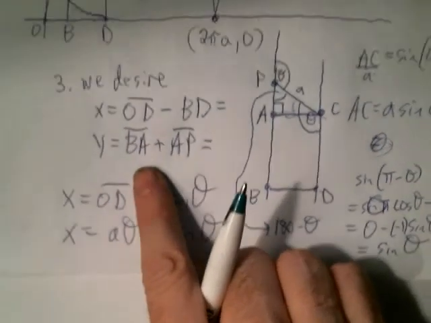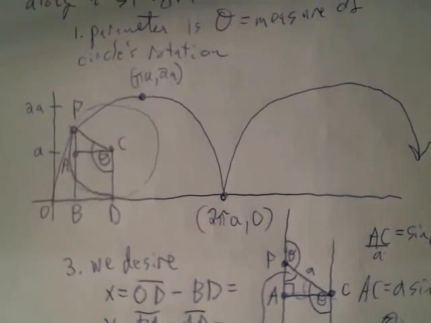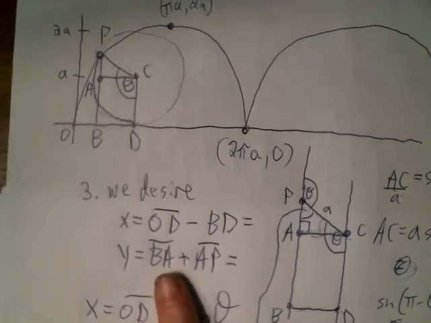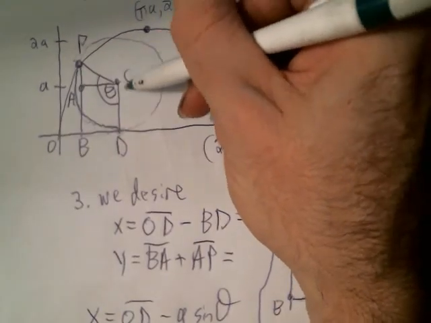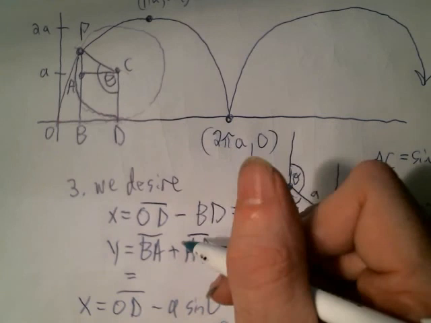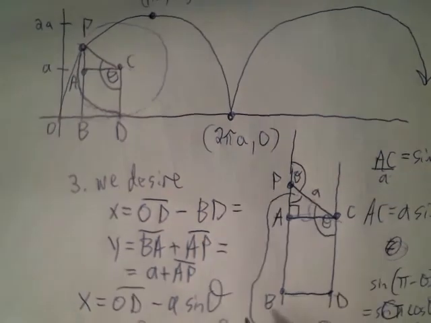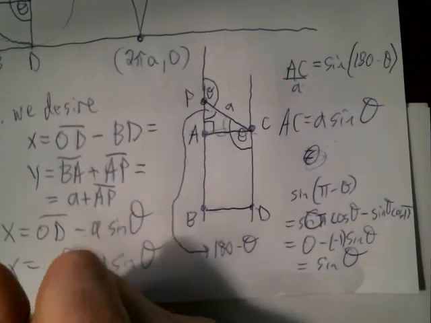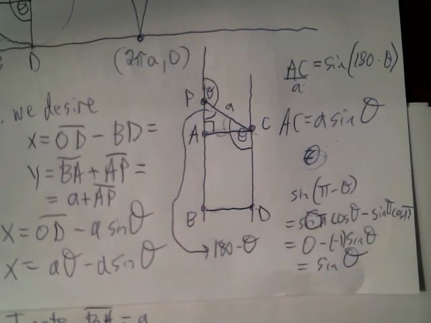What else then? I need the Y material, right? I know some of it. AP, I should know. Well, no, it's not AP. I know AB. Okay, I know the AB. This distance right here from A to B is the same as this distance from C to D, and C to D is just the radius. Okay, so I know that AB is just equal to A, and then I need to figure out what the heck AP is. To figure out AP, I go back to this picture. Okay, so I note BA is just equal to the radius.